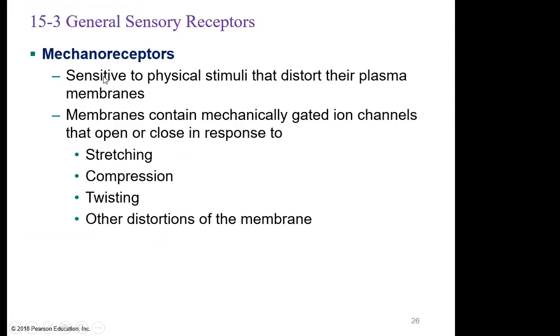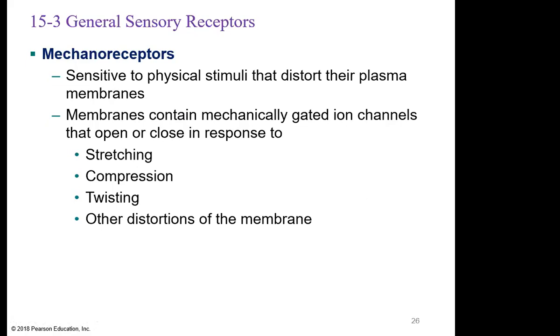Mechanoreceptors. When we're looking at mechanoreceptors, these are the ones associated with touch. They're sensitive to physical stimuli, not temperature, not chemicals, but physical stimuli, anything that's going to distort their plasma membranes. When those plasma membranes get distorted, those ion channels are either going to open or close, which is going to change the cell's measurement on the inside, which means we may start getting some action potentials.